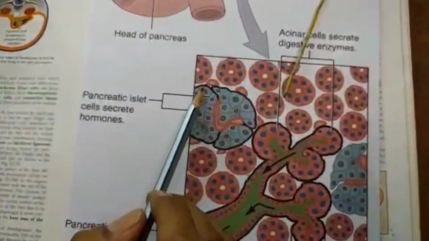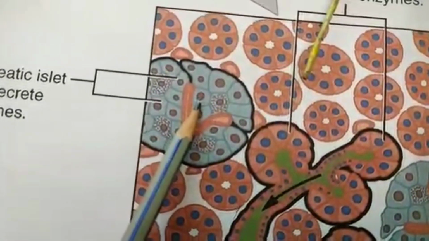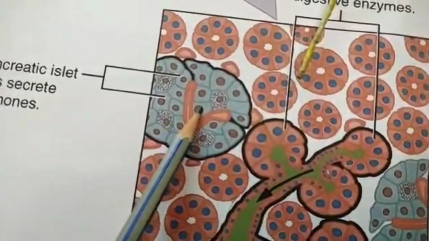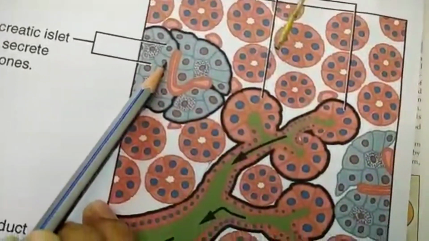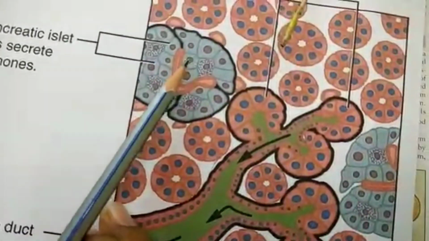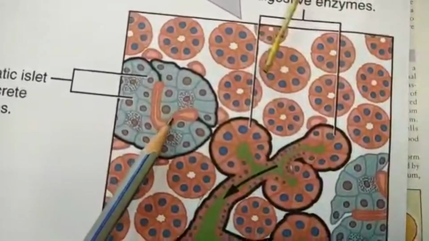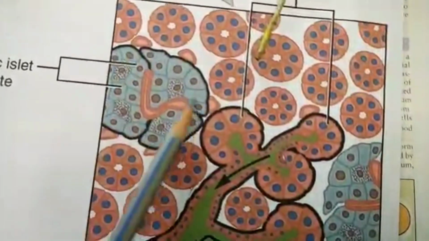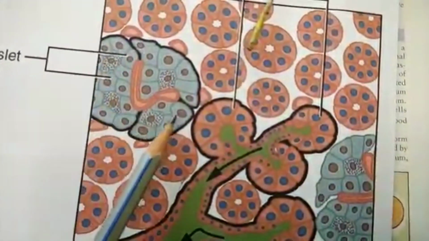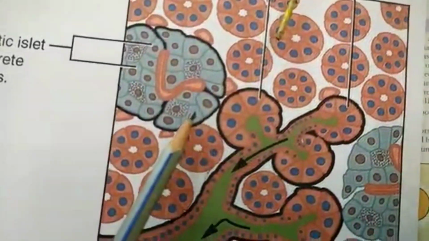So this is the islets of Langerhans, which is made up of alpha, beta, delta, and other cells. Alpha cells will secrete glucagon, then beta cells will secrete insulin hormone. These hormones will be drained to the blood capillaries within the islets of Langerhans. So these islets of Langerhans are the endodermal cell proliferation from the foregut.